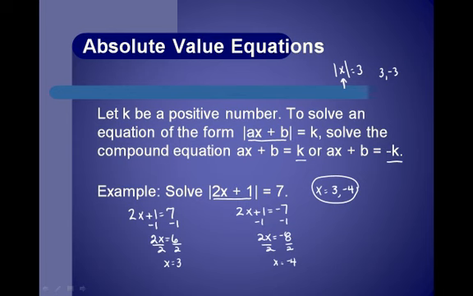Now to check that, we would go back and plug in those numbers for x. So for the first one, we've got 2 times 3 plus 1 inside the absolute value bars, which would give us 6 plus 1. So we get the absolute value of 7, which is 7. To check the second one, we get 2 times negative 4 plus 1, which is negative 8 plus 1, so we get the absolute value of negative 7, which is also 7. So our solutions are 3 and negative 4.